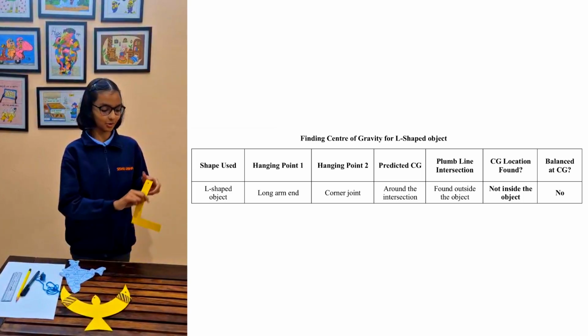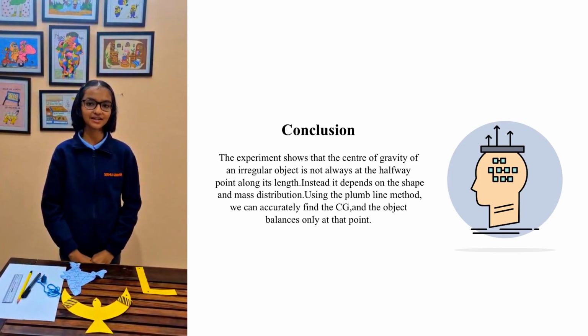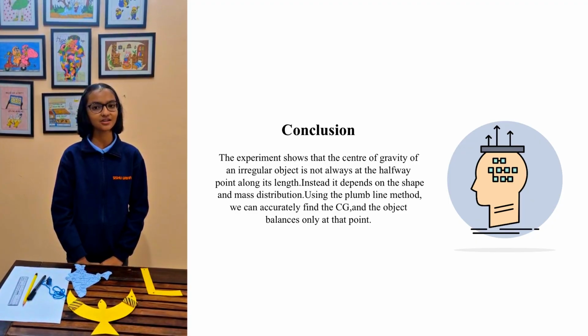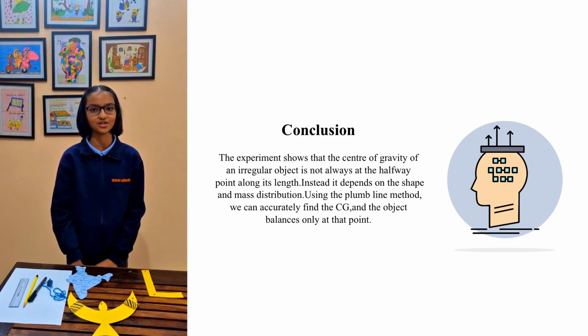However, for the L-shaped object, we can see that the center of gravity lies outside the object. Thus, we can conclude that the center of gravity can be found by the plumb line method. For irregularly shaped objects, the center of gravity is not at the geometric center and depends upon the shape and mass distribution. Thank you.